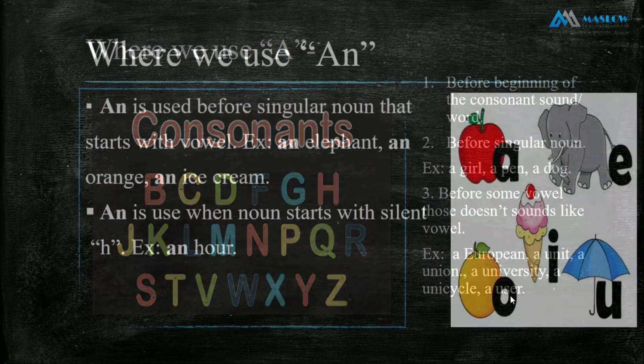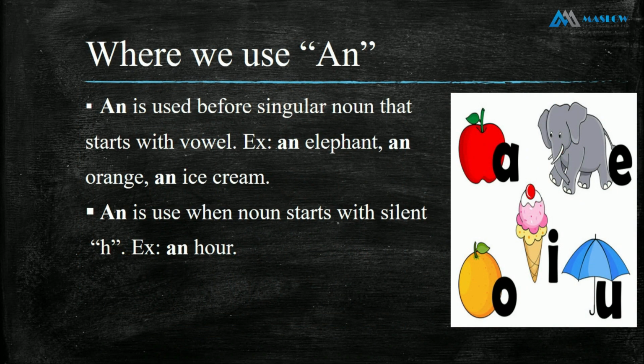Okay, next we are going to look at the uses of an, where we use an. An is used before a singular noun that starts with a vowel. As I already said, the vowels are A, E, I, O, U. So, an elephant, an orange, an ice cream.